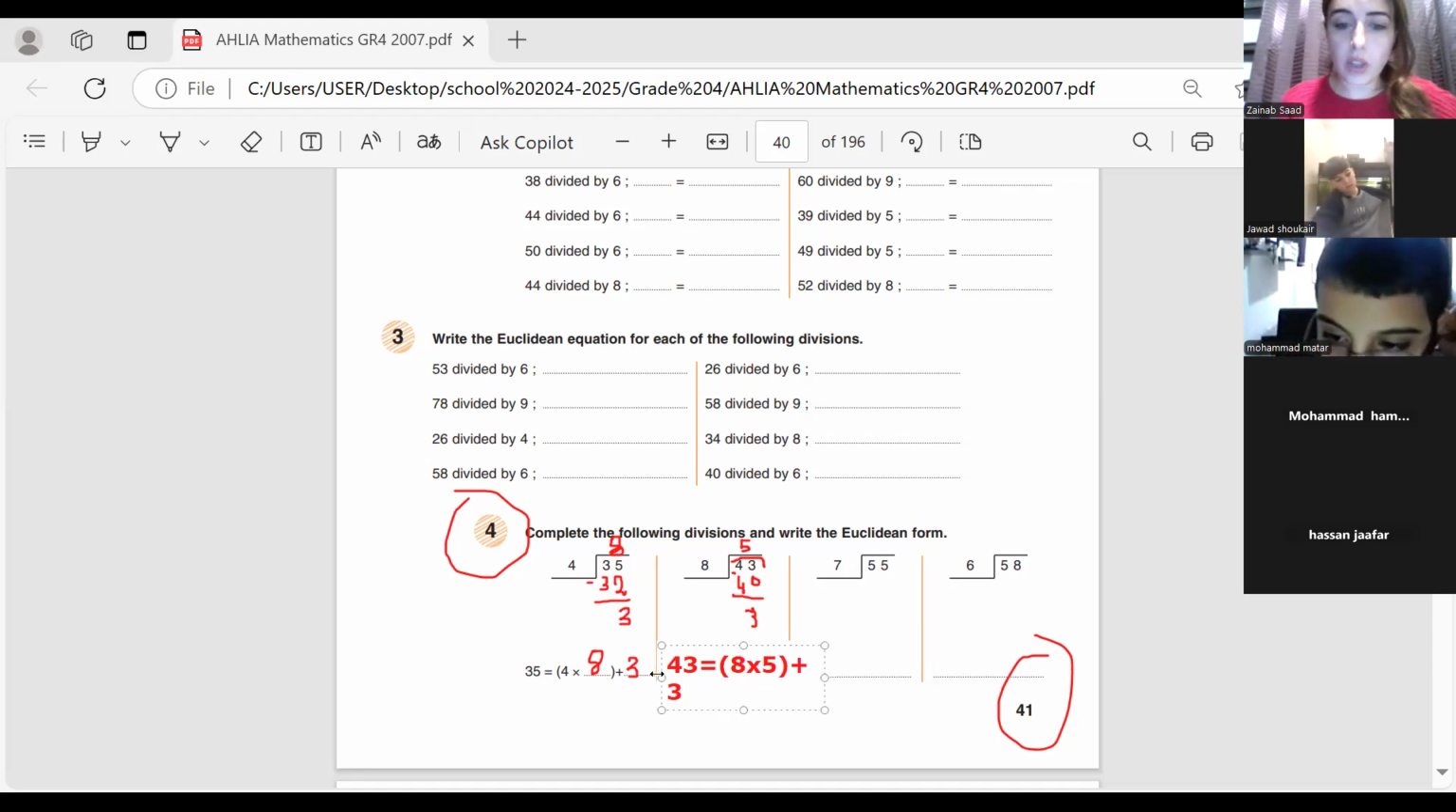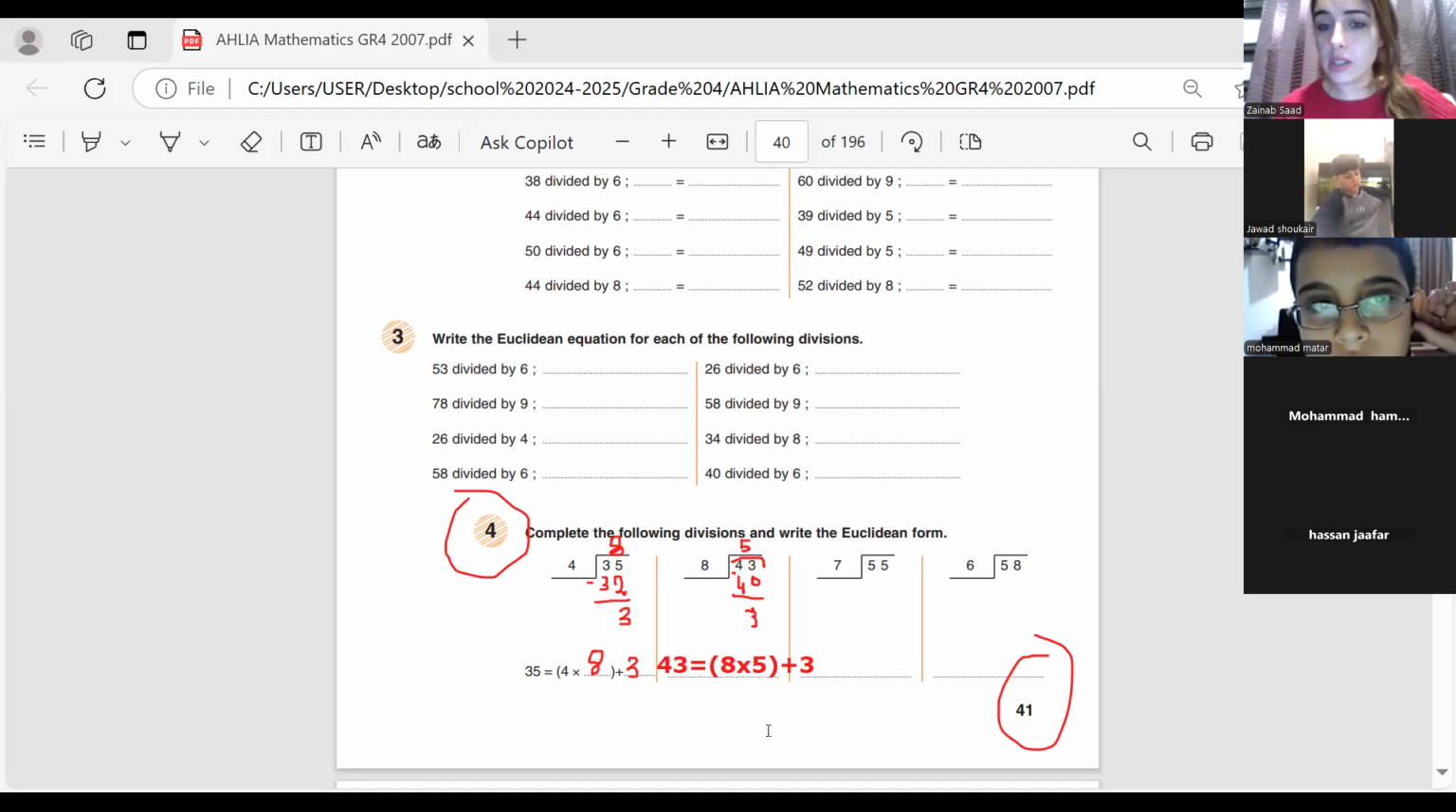Excellent. So always when you are doing Euclidean division, everyone, we put the equal first. This is it. It's dividend equal, we open bracket, divisor times quotient plus remainder. I'm gonna leave for you, everyone, both equations to do alone at home. So you have to do both of them as a homework.